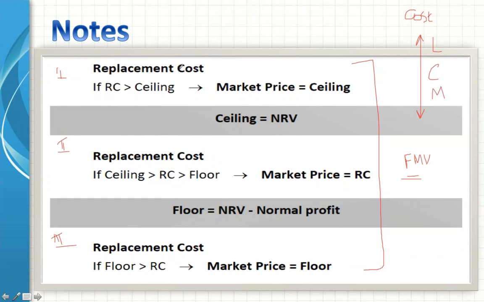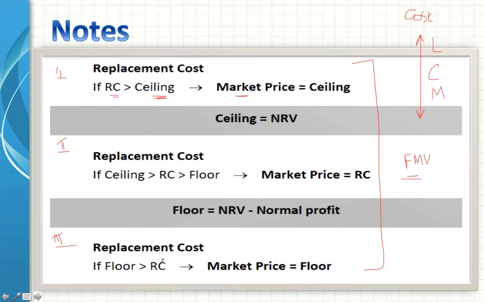Okay, not directly like that. If replacement cost is greater than NRV, NRV means ceiling, your market price will be NRV. You take NRV here and compare it with the cost price. Whereas if NRV is greater than replacement cost and replacement cost is greater than floor, your market value will be replacement cost. So in that case, replacement cost will become your market value compared with cost price.